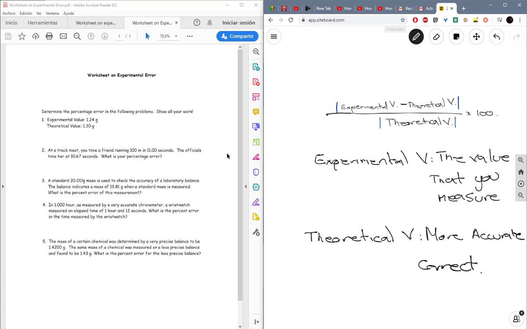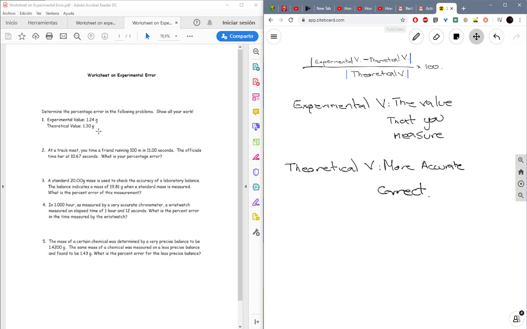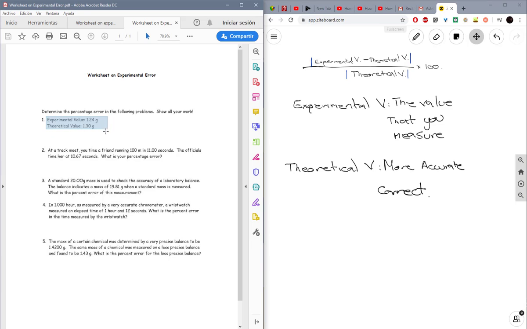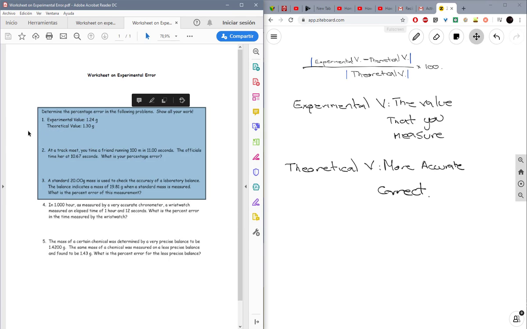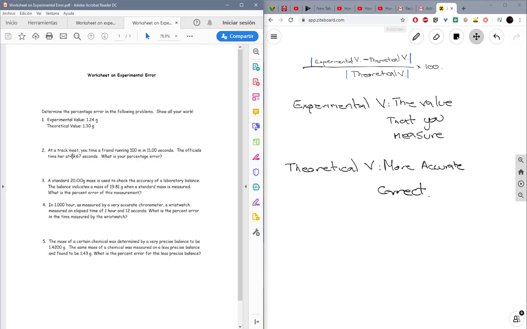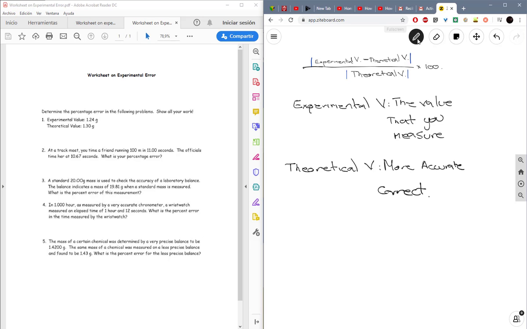And in these kind of problems, you are going to have both of them. So let's begin with the first one. In this one, it's really simple because the only thing that you know is what those two values are. You know the experimental and the theoretical value. So let's apply the formula for the first problem, and then we will try to understand what those values are in the others. So look, I am going to be applying this formula.